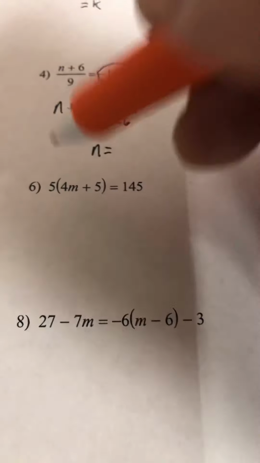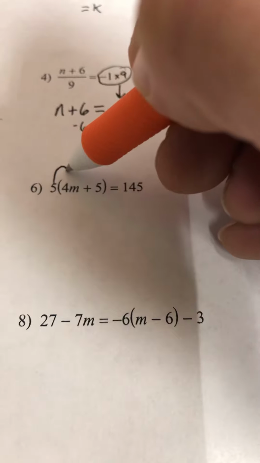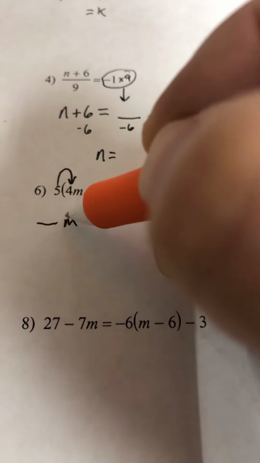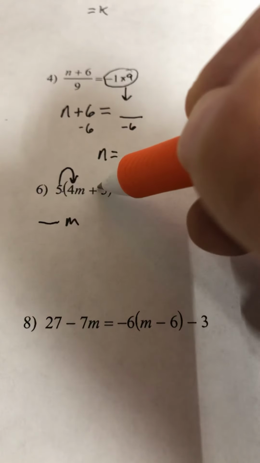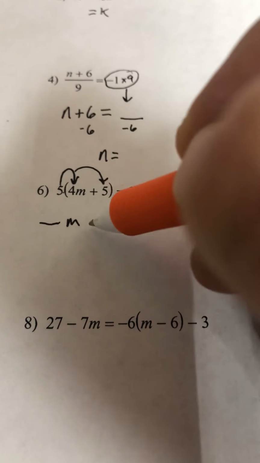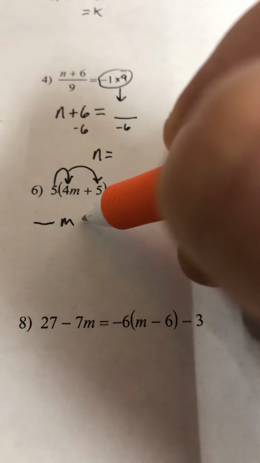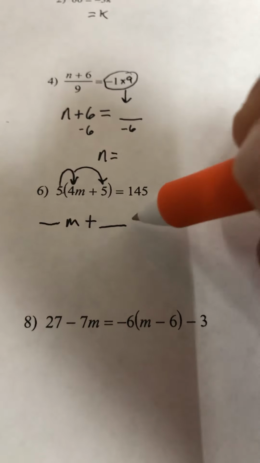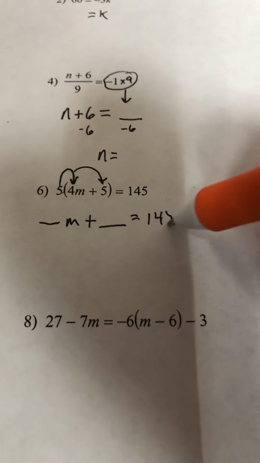Okay, this one's a little bit simpler. 5 times 4, okay, that's a number you're going to put with m. And then you've got 5 times the 5. And this is a plus, and it's going to stay positive. So whatever 5 times 5 is, that will go on that blank, equals 145, okay?